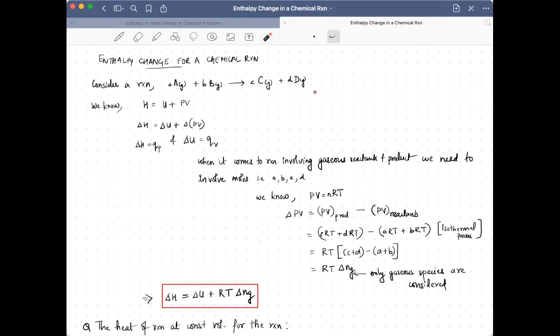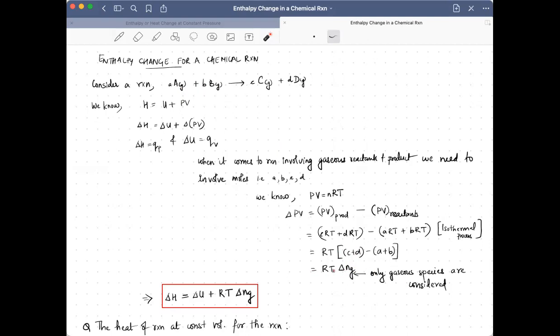Suppose you have a reaction with some substances as liquid, some as solid. In those cases, you do not include their moles here. Here we only take those reactants and products which have a gaseous state, and that is why I've mentioned it here.